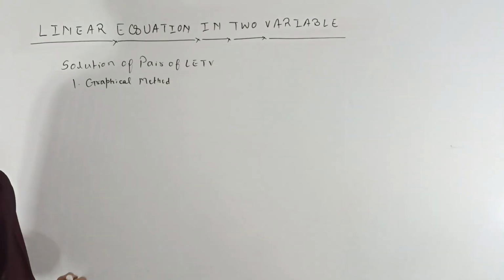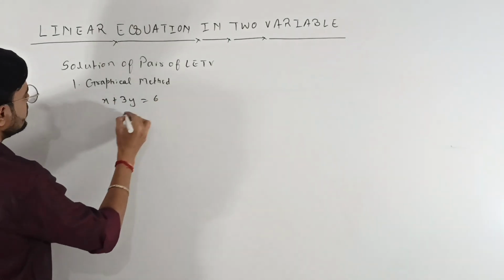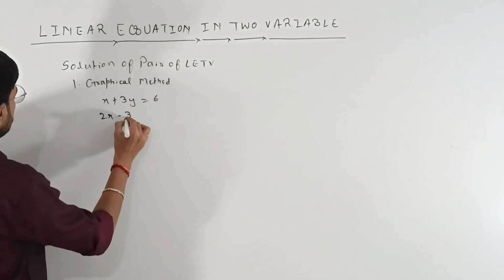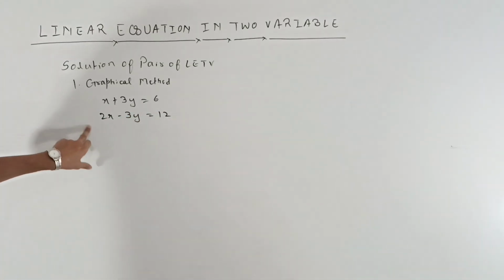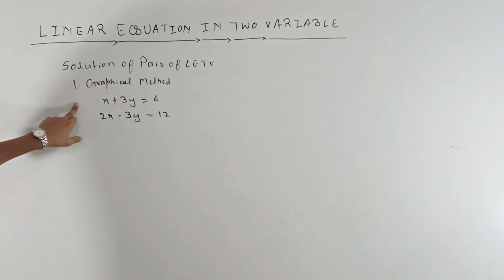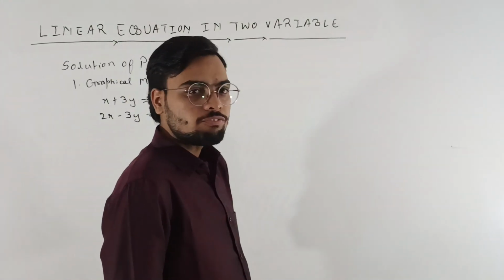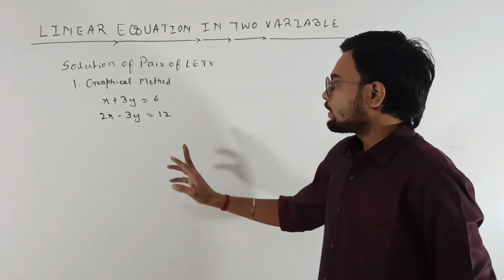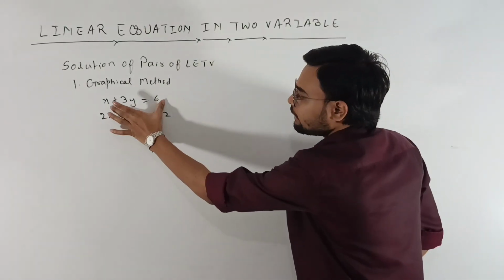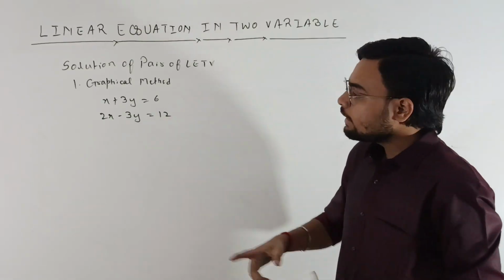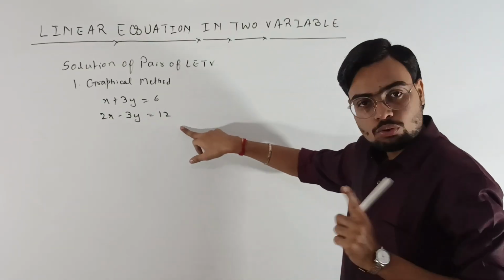Now look, suppose we have x plus 3y is equal to 6 and 2x minus 3y is equal to 12. This is the pair of linear equation and we have to find the value of x and y. So for this first what we do, construct a graph for this equation. First we construct a graph for this equation x plus 3y is equal to 6. Then after this we construct a graph for this equation 2x minus 3y is equal to 12.